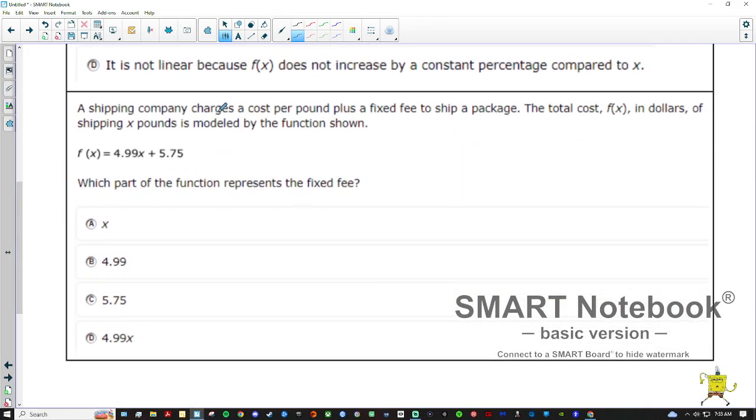A shipping company charges a cost per pound plus a fixed fee to ship a package. Here's our equation. So here is our per pound, our rate. This is our one-time fee, fixed fee. Which part of the function represents the fixed fee? It's the 575. It's the one-time fee. That's what the B is.